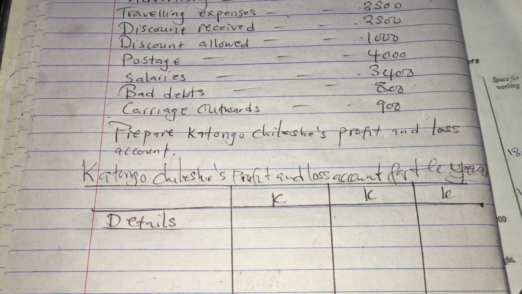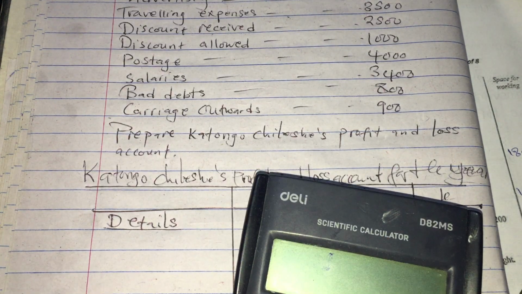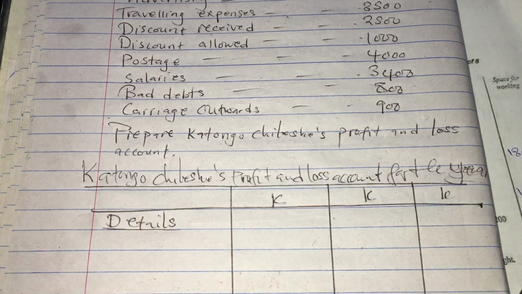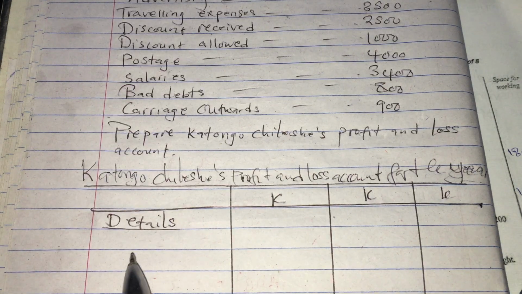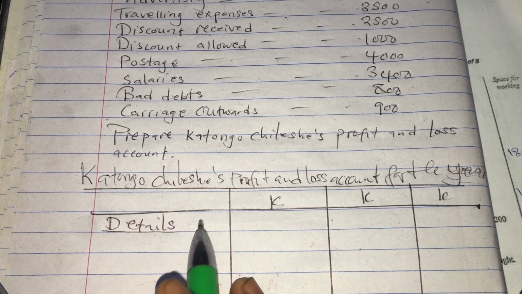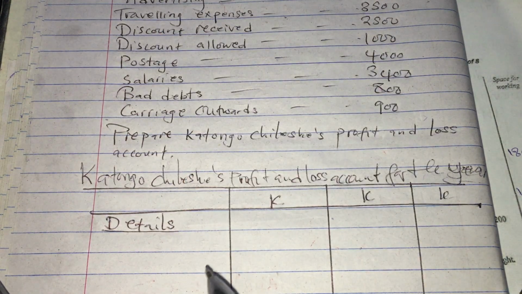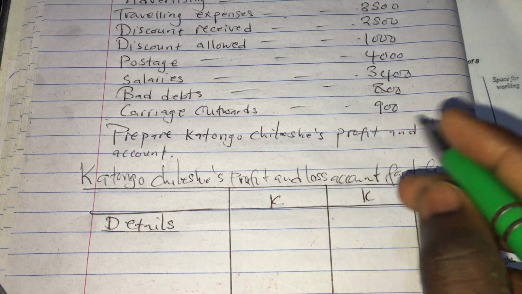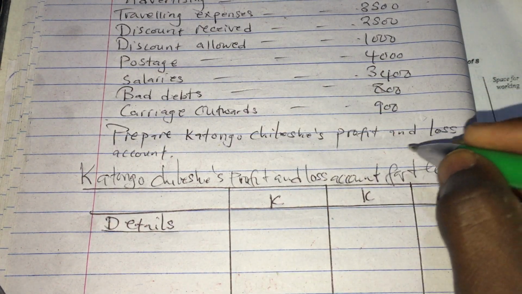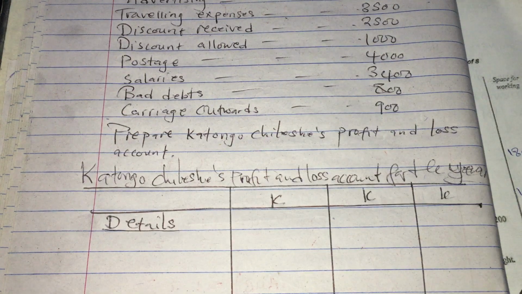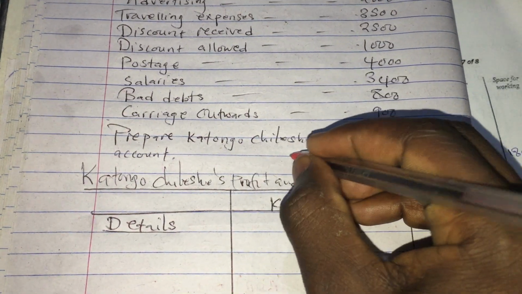All right, so your calculator must be intact. Make sure that your calculator is in good shape. All right, so now what you're going to do, here the profit and loss account, there's a name which you can make in order to remember the items. This is Gare.